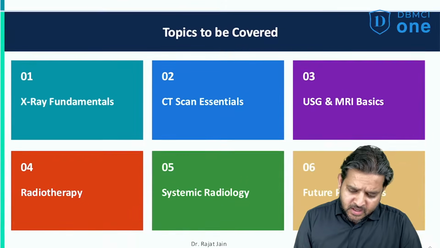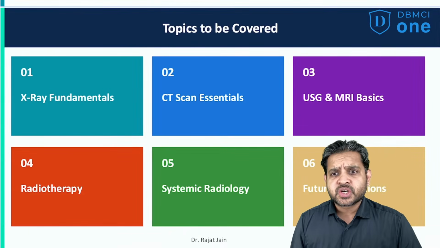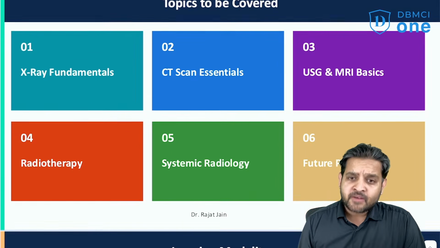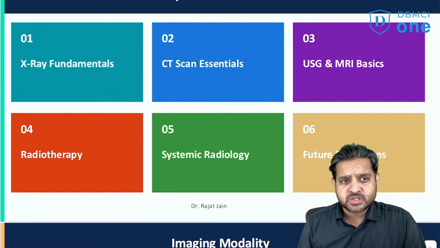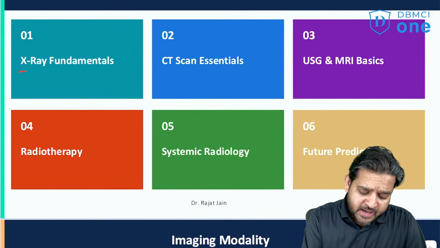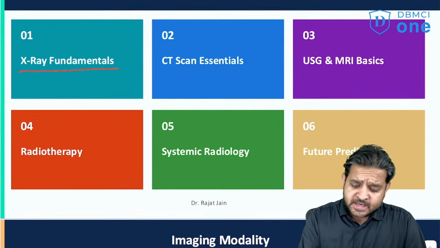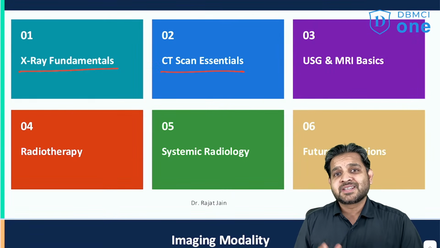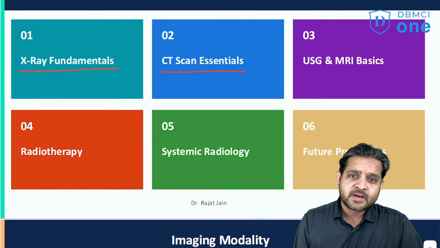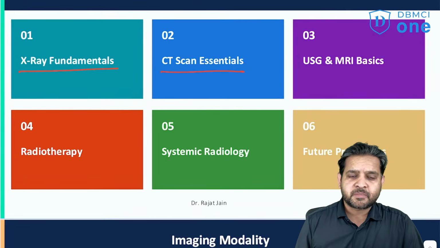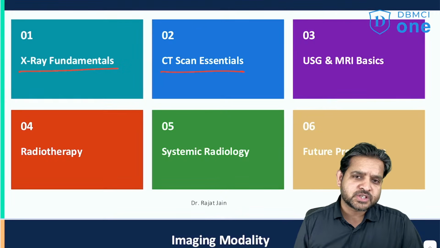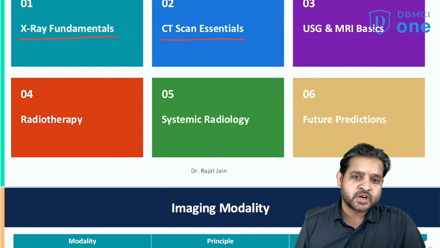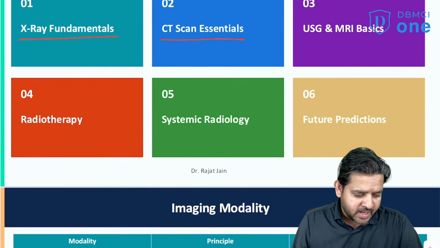So what are the topics? I have made a slight change in the overall presentation. Now I will be dividing them into 6 modules. The first module is based on X-rays. The second module will be based on CT scan essentials. The third module is non-ionizing investigations, which is ultrasound and MRI. Fourth will be nuclear medicine and radiotherapy. Fifth, an important topic of systemic radiology. And the sixth is about the future of radiology. In these 6 modules, I have divided it, right?